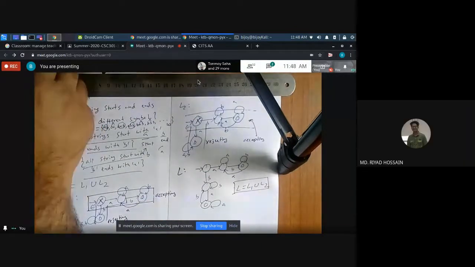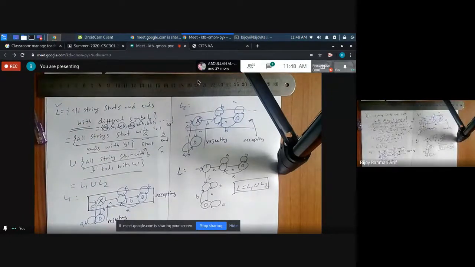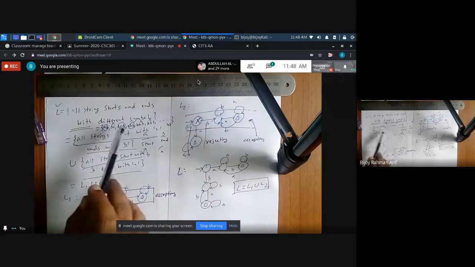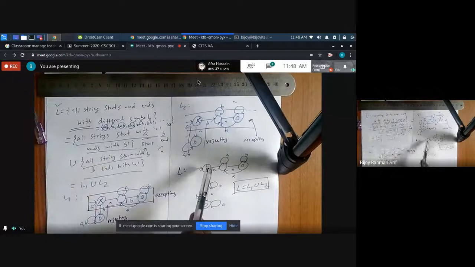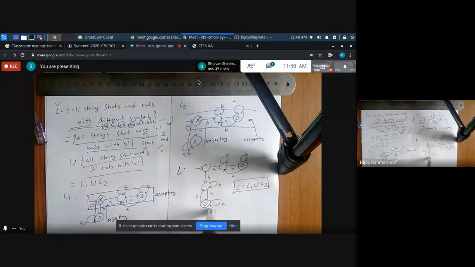So sir, there will be two final states here? I don't get you. What happened? There will be two final states, because one is starting with A, ending with B, and another one is starting with B and ending with A. Taking one accepting part, taking another accepting part, and joining them at the start state. That is the union. Did you get it?